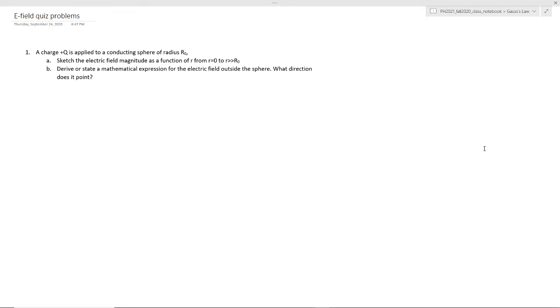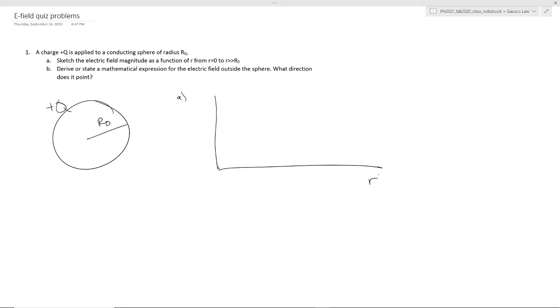So this first question, we have a charge Q applied to a conducting sphere of radius r naught. We want to know, A, sketch the electric field magnitude as a function of r. What I was imagining for this was just a cartoon like this. As a function of r, what does the magnitude of the electric field look like?